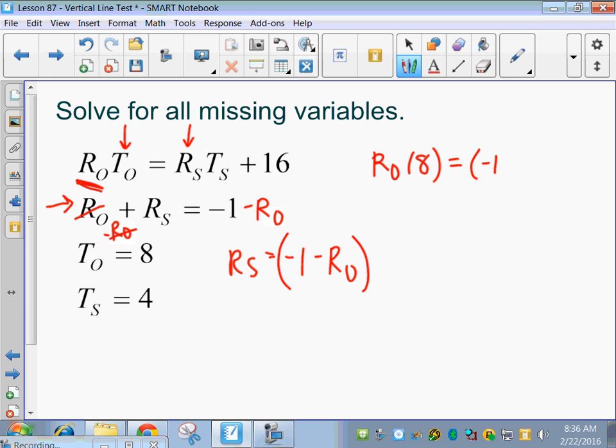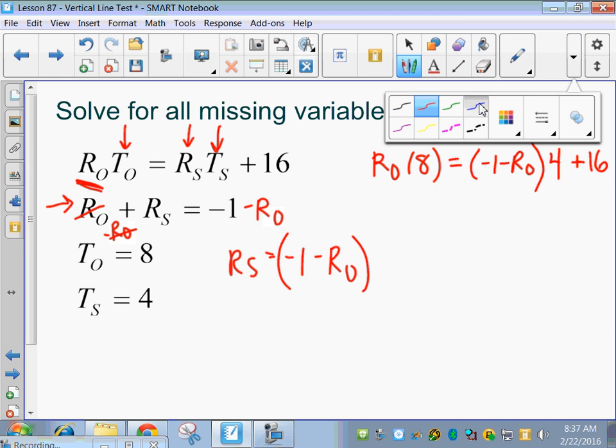Good. Negative 1 minus RO, close parentheses. Now I have TS. So, Sophie, what should I plug in for TS? Good. 4. And then I have a plus 16. All right. Let's start simplifying.